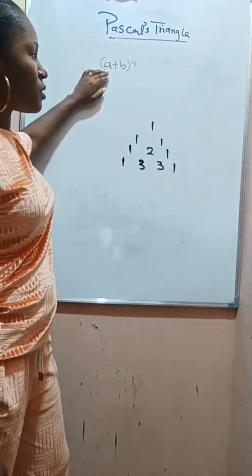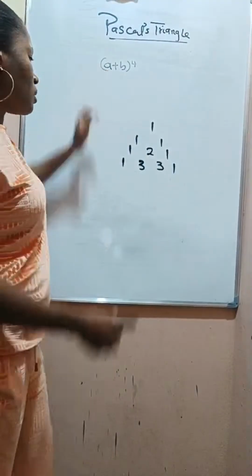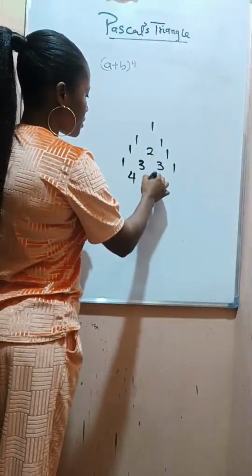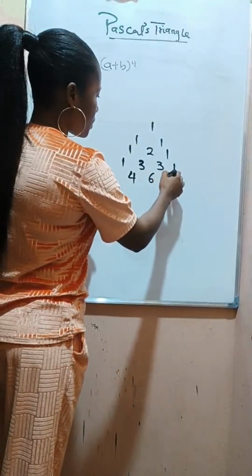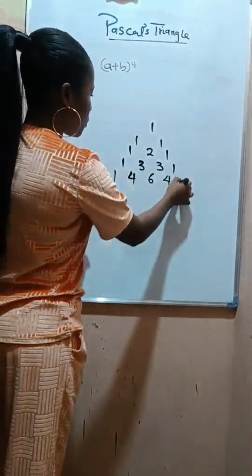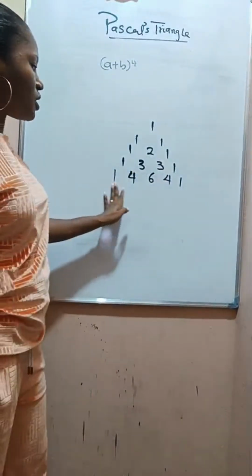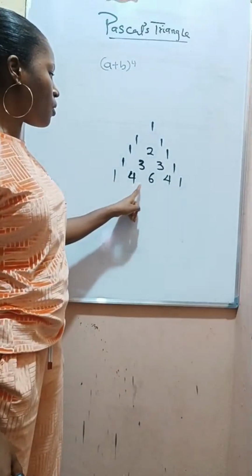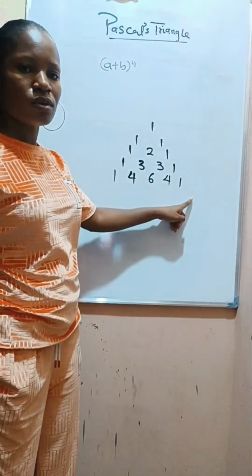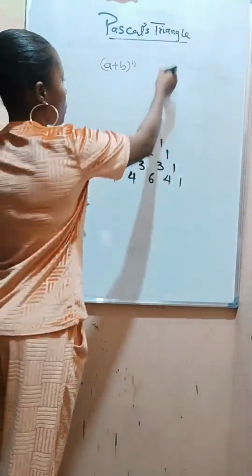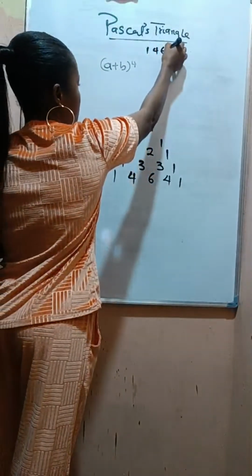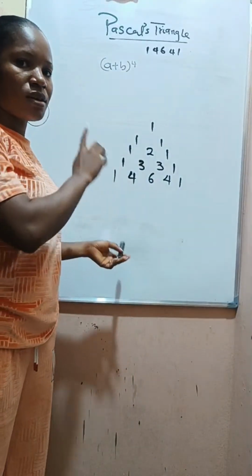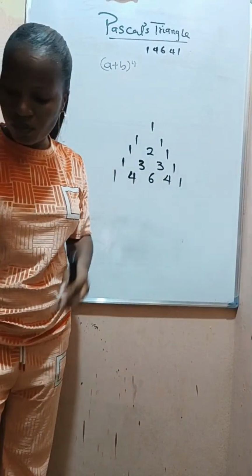Now we are going to the fourth power. So it's going to be 1 plus 3 is 4, 3 plus 3 is 6, 3 plus 1 is 4, then I have 1, 1. So it means that the coefficients are going to be 1, 4, 6, 4, and 1. I'm going to write it somewhere, 1, 4, 6, 4, and 1, so that it will guide me while expanding this expression.